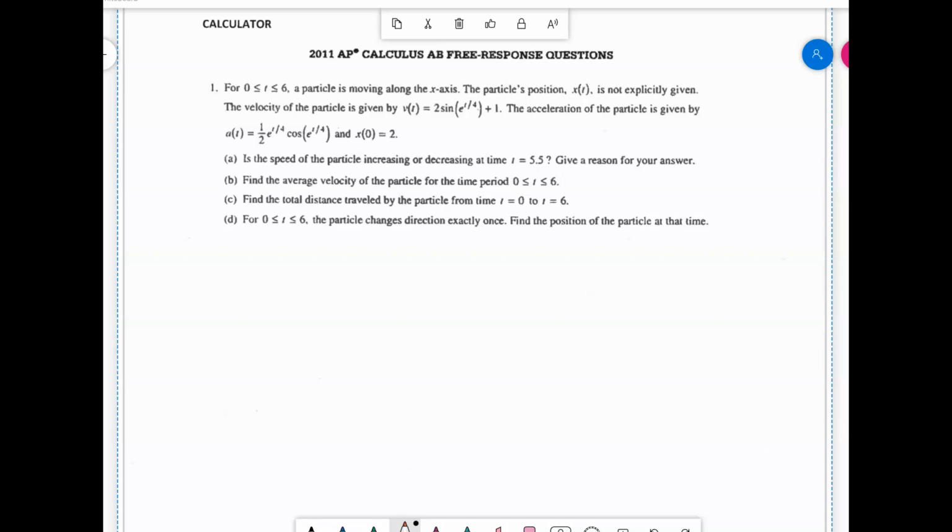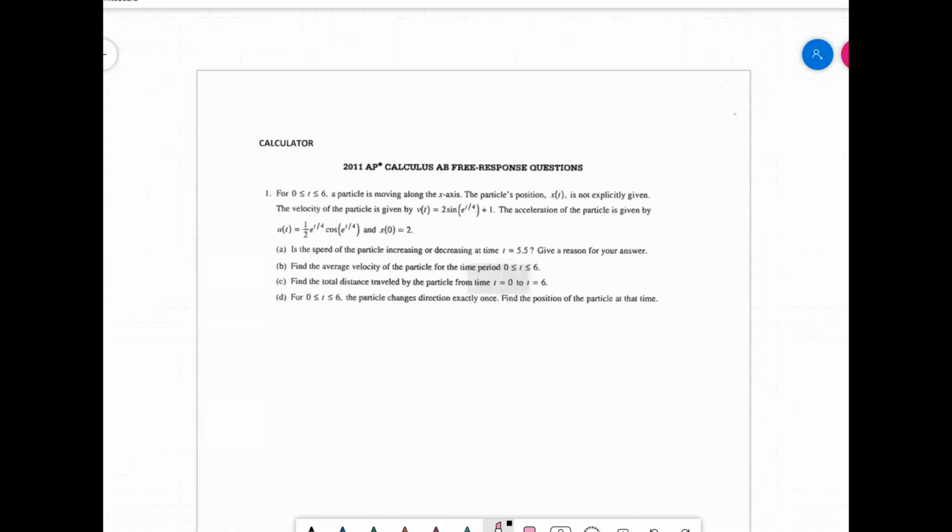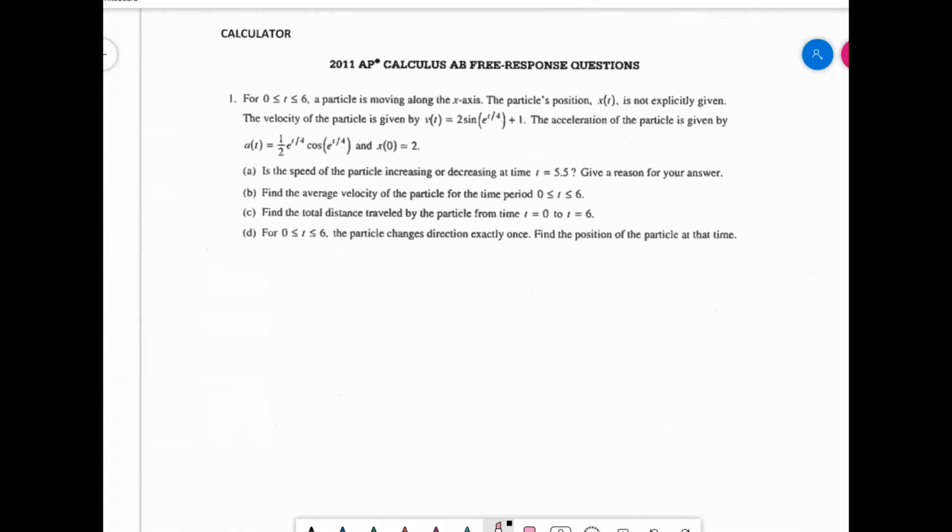All right, so this is 2011 question number 1, which means it's a calculator active question, so make sure you have your calculator handy. We definitely are going to store the function to make it easier. Again, they give you an interval, 0 to 6, and they give you a position function.